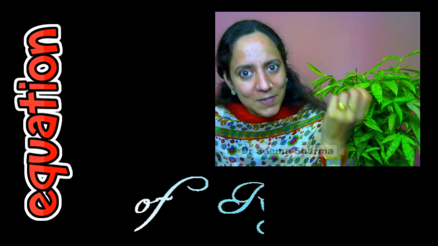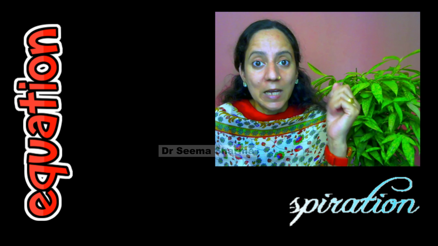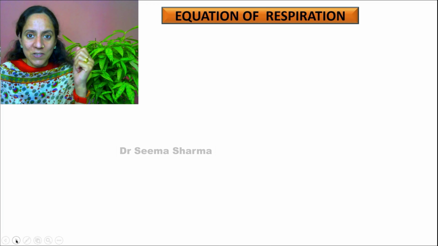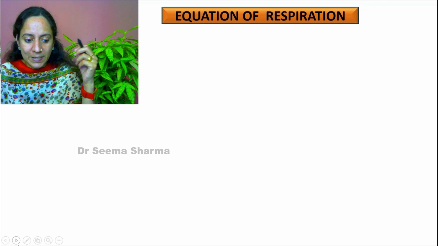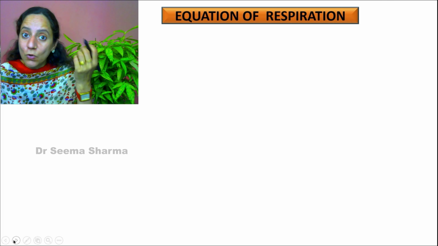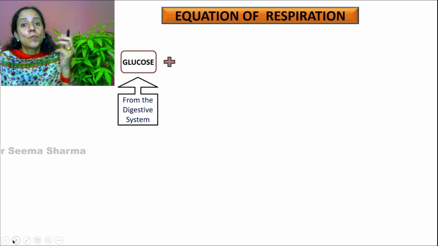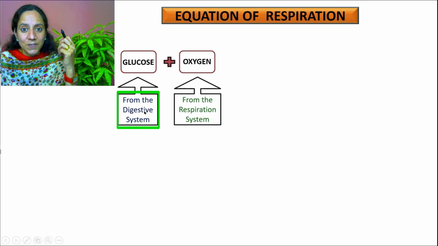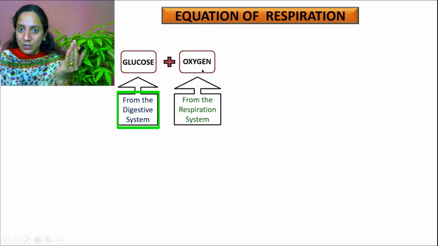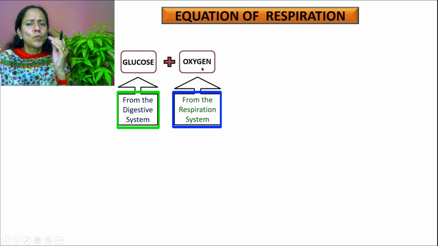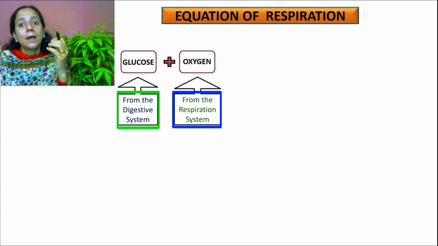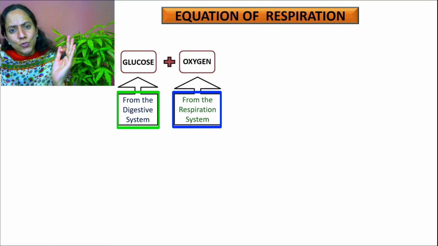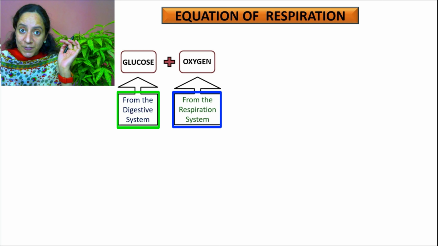We can represent this life process with the help of equation also. So let's understand the same process with the help of word equation. Equation of respiration. Respiration is a vital process in which food, that is glucose, is oxidized by oxygen. So from where this glucose is coming to each and every cell, it is taken up from the digestive system by blood vessels and transported to each and every cell. Similarly, oxygen is taken up from the lungs through very fine blood vessels called capillaries, and it is transported through blood vessels to all parts of the body and to each cell of the body.